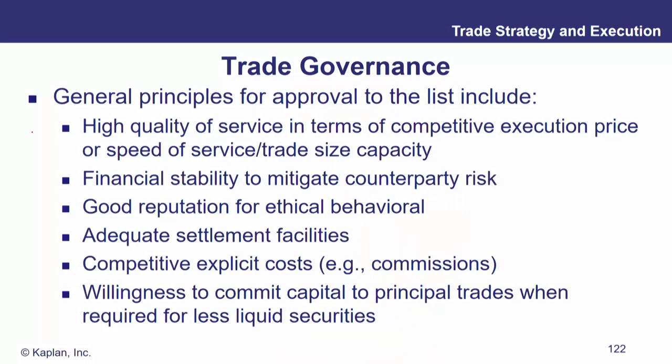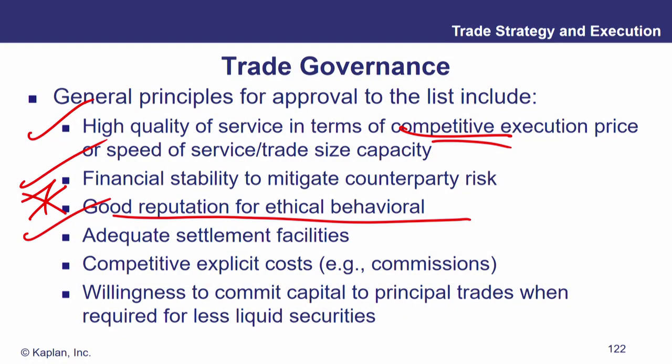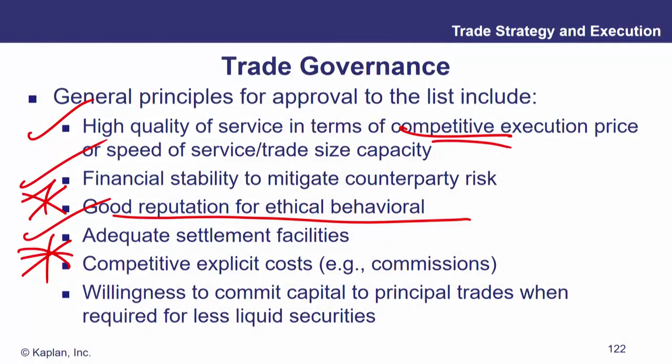Okay, still in trade governance, what are some general principles for approval? So how do you get on our list? Well, you better have high quality of services. You better be competitive. You better have financial standability, and I would add, you better have a good reputation for ethical behavior, because if you don't, I don't want to work with you. I also need adequate settlement facilities, and I need you to be competitive. I don't need you to be the lowest explicit cost, but you can't be the most expensive either unless you add some other value. Okay, and the other thing that I want to see is a willingness to commit capital to principal trades when I need them for less liquid securities. For me, this is key.